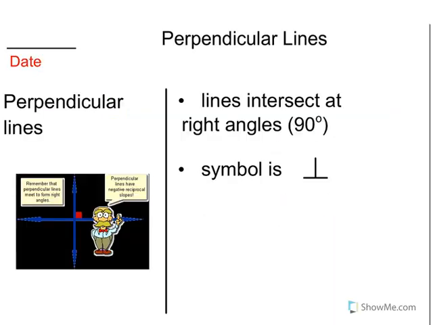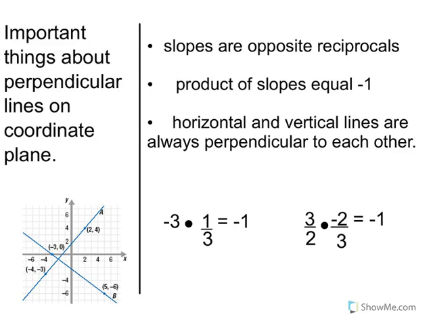Okay, so just to recap, perpendicular lines are lines that intersect at right angles. They make 90-degree angles. The symbol for perpendicular looks like an upside-down T. On the coordinate plane, the biggest piece to take away is that their slopes are opposite reciprocals. You can check this by multiplying the slopes together. When you do this, their product will always equal negative 1. And as a side note, all horizontal and vertical lines will always be perpendicular to each other.